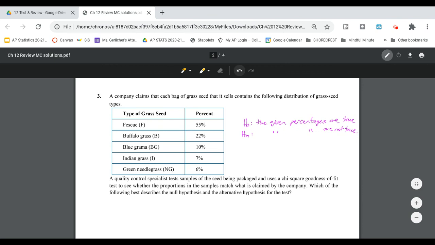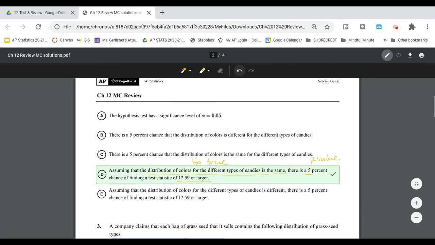Okay. Well, and do I need to go over this? The problem here with this one is different. That is not the HO. That would be the HA.